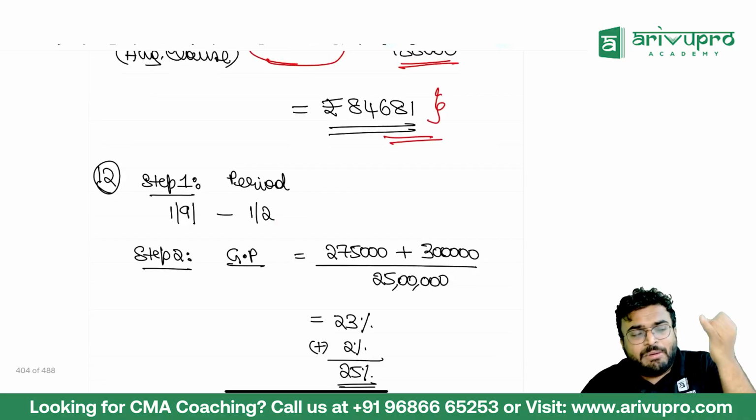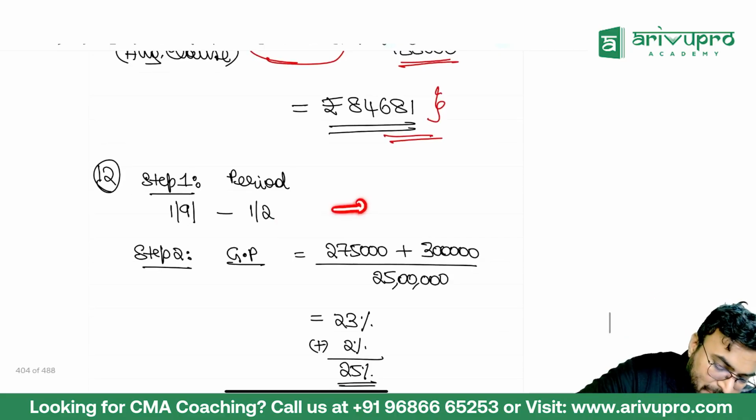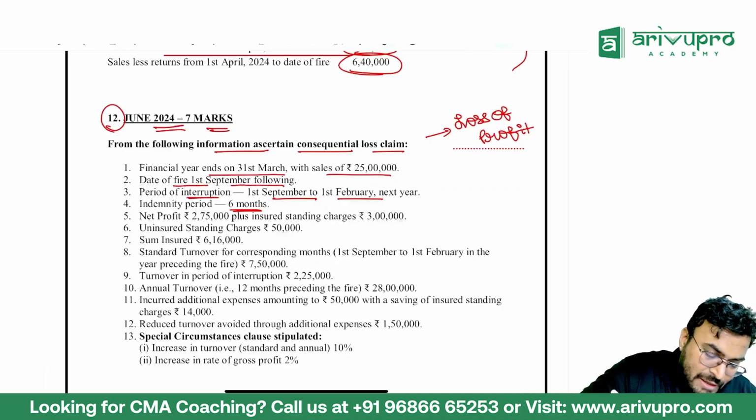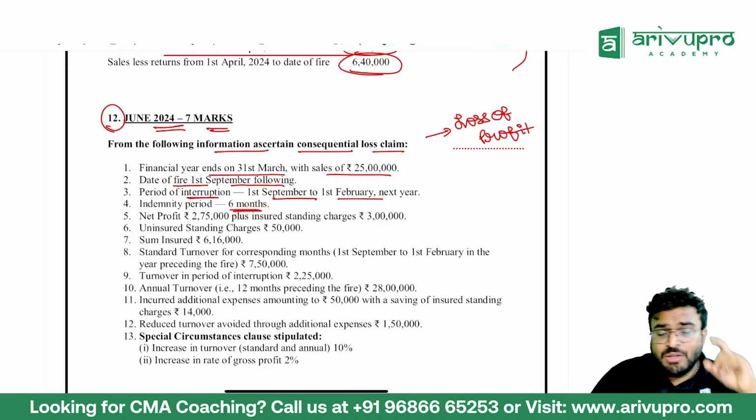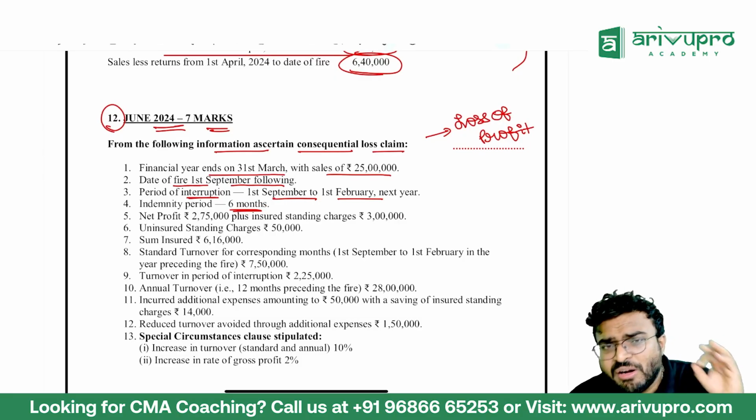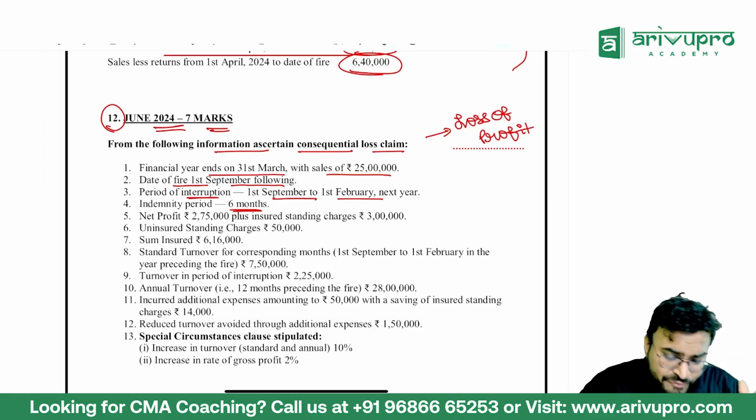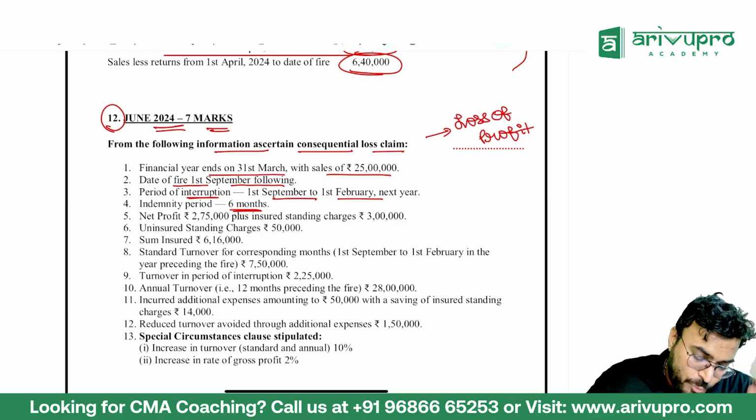19212, that means September, October, November, December, January. 5 months. We are affected by 5 months. But in the policy they told 6 months. So if we are affected for 5 months, and the policy has 6 months, then we can cover for 5 months. We can claim for 5 months. Clear? That was your step 1.